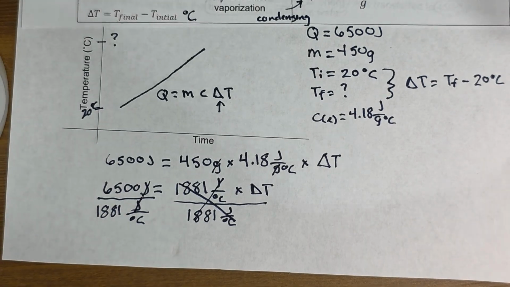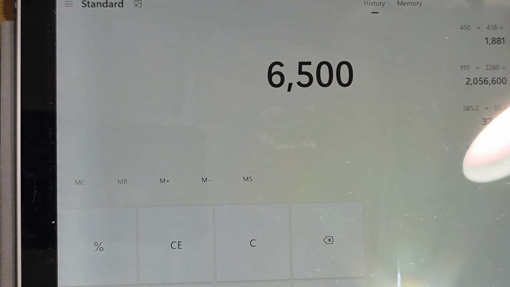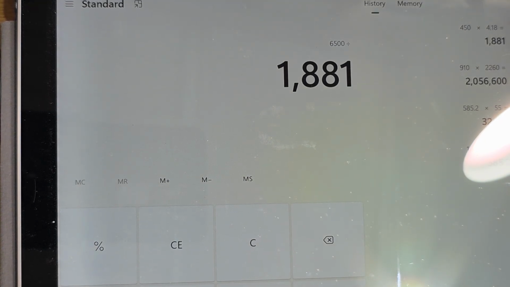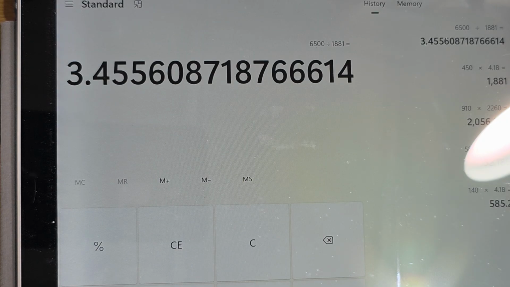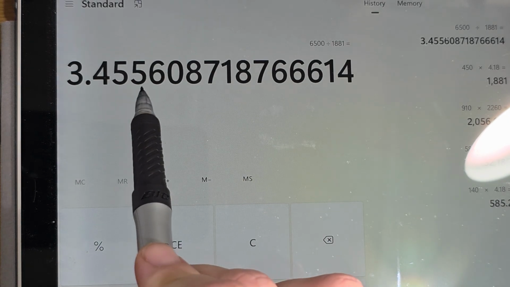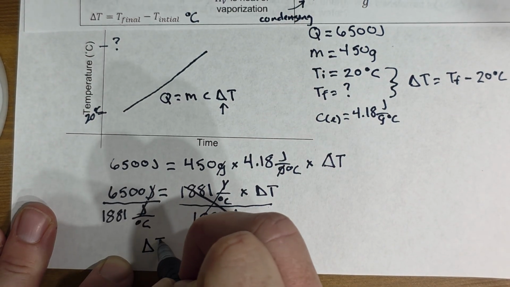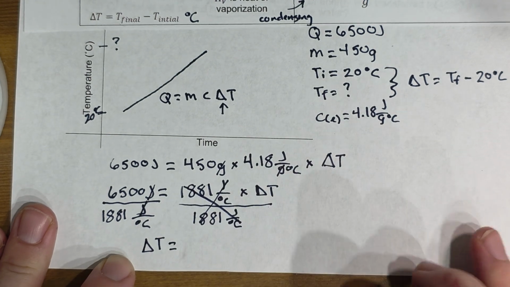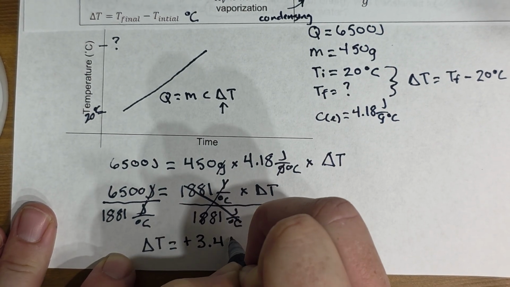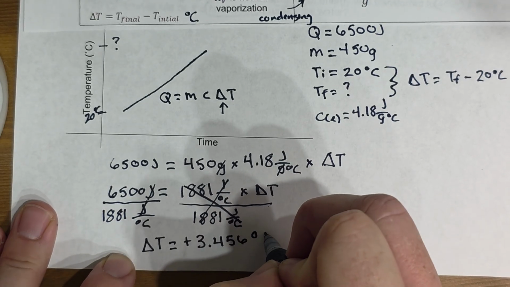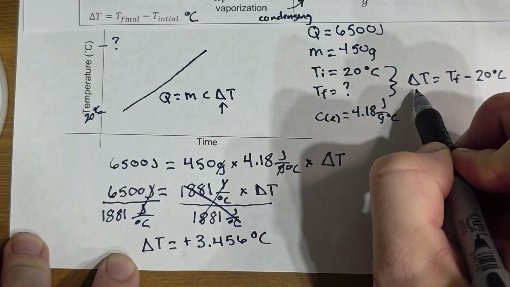So, I'm gonna put into my calculator, 500 divided by 1881. I get 3.456. We'll do that. So my change in temperature is a positive 3.456 degrees Celsius. Fantastic. Now I can take this and put it here.